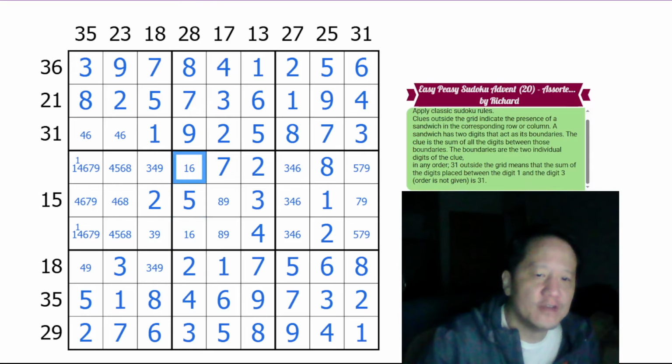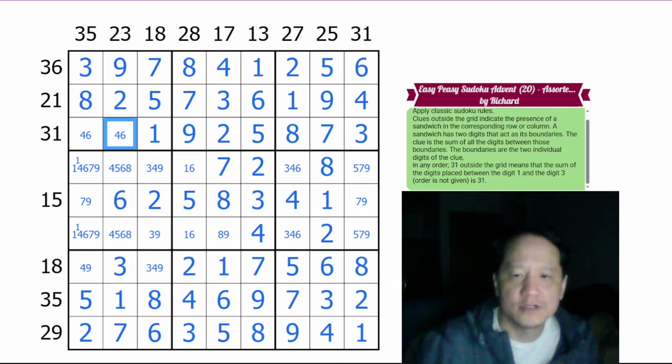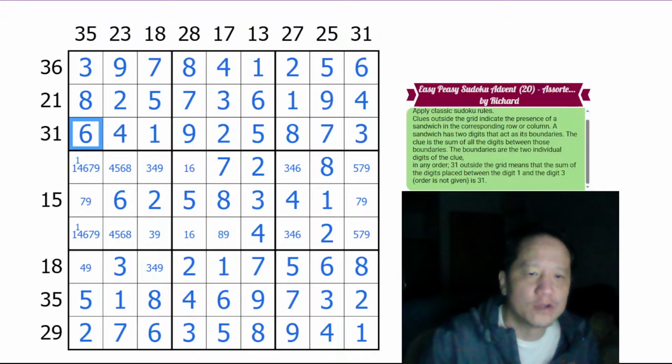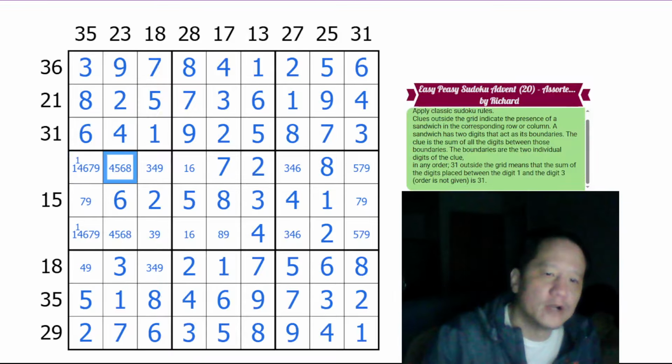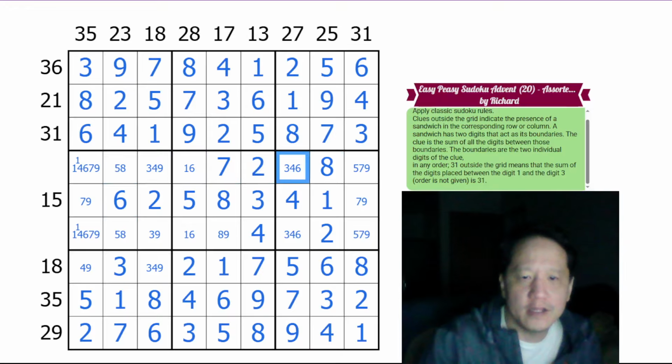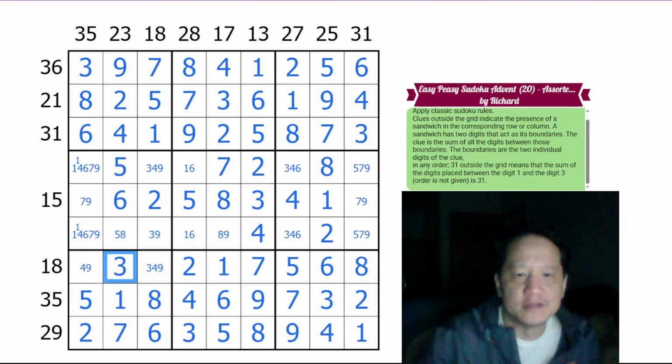So no 5 here, no 5 here. In between has to be 3, 4, and 8. So that's 15. This can't be 4 or 8. It's 6. This can't be 4 or 6. So that's 7 or 9. 6 eliminates 6 here, so that's 4. No 4 here, that's 6. So this cannot be 4 and 6. We have a 5, 8 pair. 8 here eliminates 8 here. So this is 5 and this is 8.